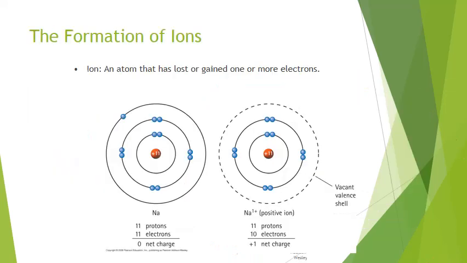Okay, once we understand electron-dot structure, this helps us get ready for how atoms interact, how they create bonds. One of the important things to understand is that atoms can lose electrons or they can gain electrons, in which case they form what are called ions.